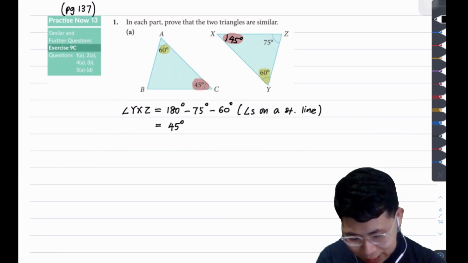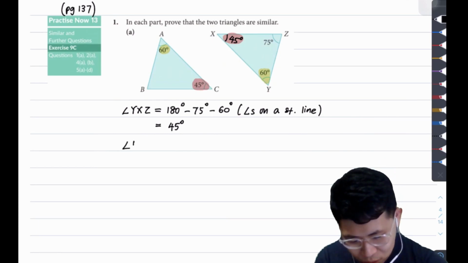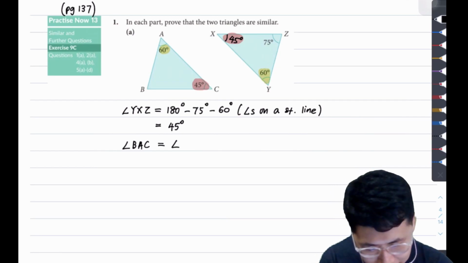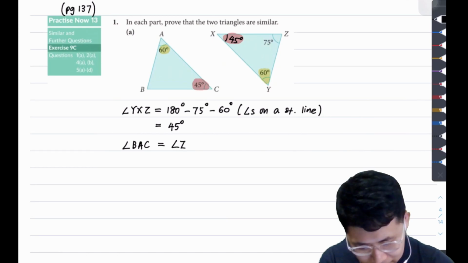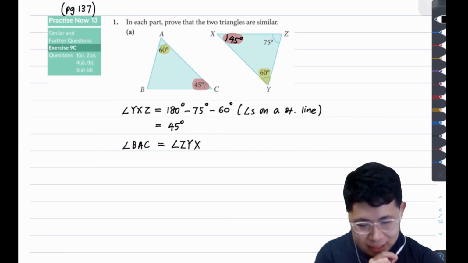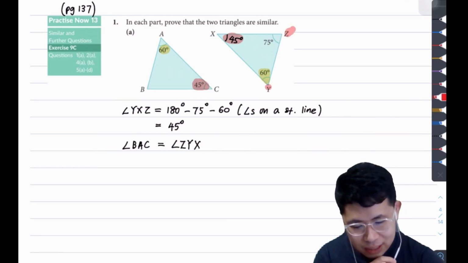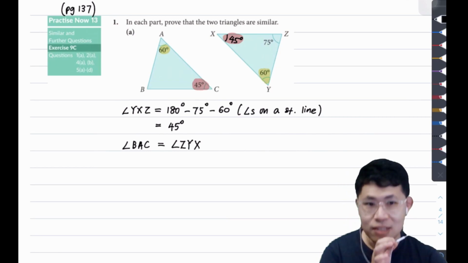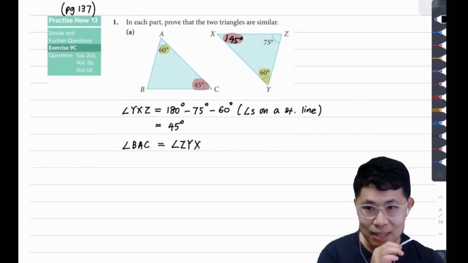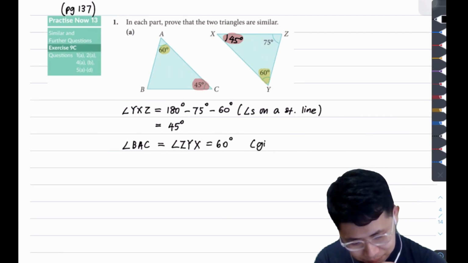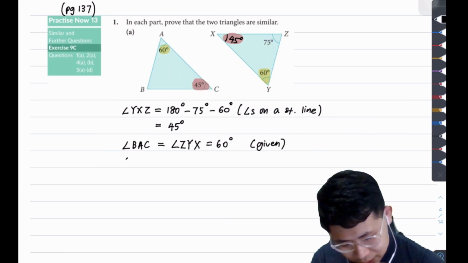We have angle A and Y, but let's write down the full thing. So angle BAC is going to be equals to angle ZYX. You have to match the vertices. So what do we mean by vertices? These are vertices. The corners are vertices. Alright, vertex Z, vertex Y, vertex X. So vertices X, Y, and Z. Right, and this one is equals to 60 degrees. Right, it is given. Right, the next one over here is angle BCA.